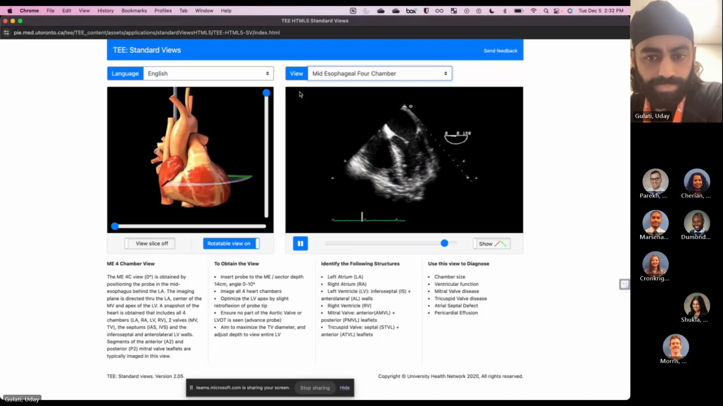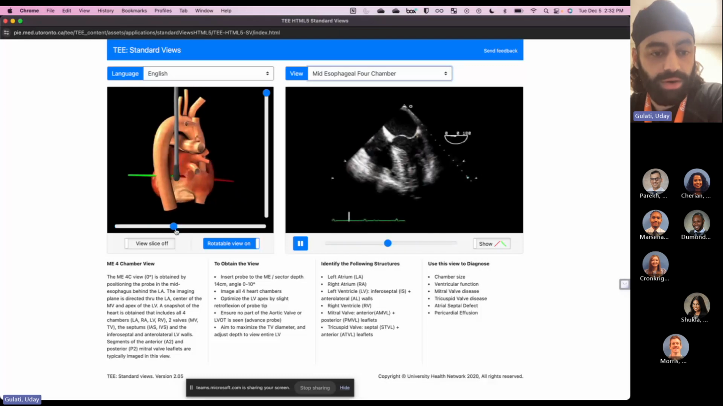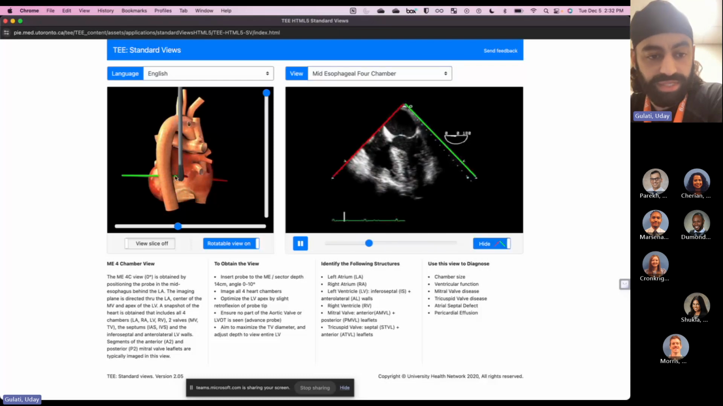Yep. Awesome. So let's get ourselves oriented, right? So we've put the probe down. You can see that the probe is right behind in the esophagus, facing the heart, right? And then this is at 0 degrees. It's facing directly straight forward. And I like to keep this on when I'm learning. So you can see that the green is over there, which is your left, the red is your right.